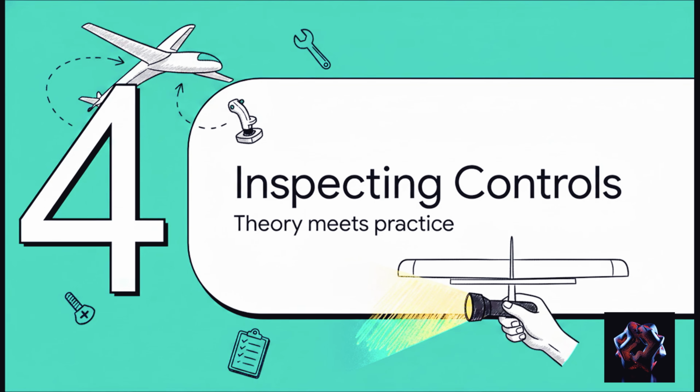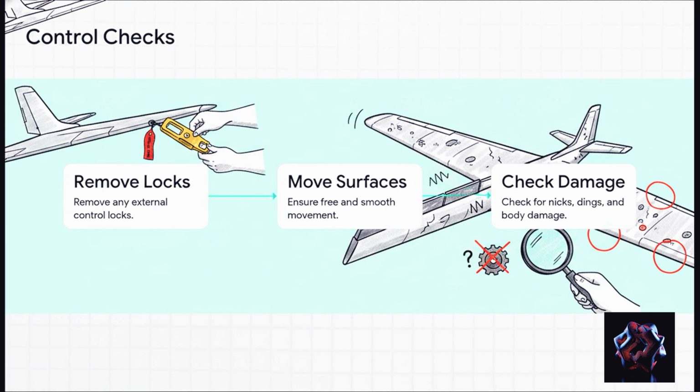Section 4, inspecting the control surfaces. This is where theory completely meets practice. We're going to dial in this pre-flight inspection specifically on those primary flight controls we were just talking about. Okay, so when you're doing your walk-around and you get to the wings and the tail, you can't just look. You have to physically interact with these surfaces.